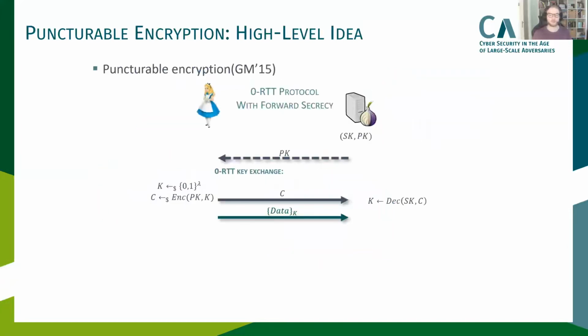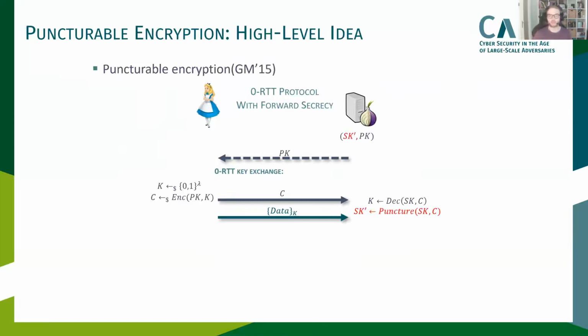So let me give you an intuition on how zero round trip time with puncturable encryption works. Similar to public key encryption, an onion router has a secret and a public key pair. The public key is static and can be used to encrypt a randomly chosen session key. Then Alice sends the ciphertext to the onion router, and the onion router decrypts the session key. Then the onion router modifies its secret key. The secret key is non-static, and this process is called puncturing.